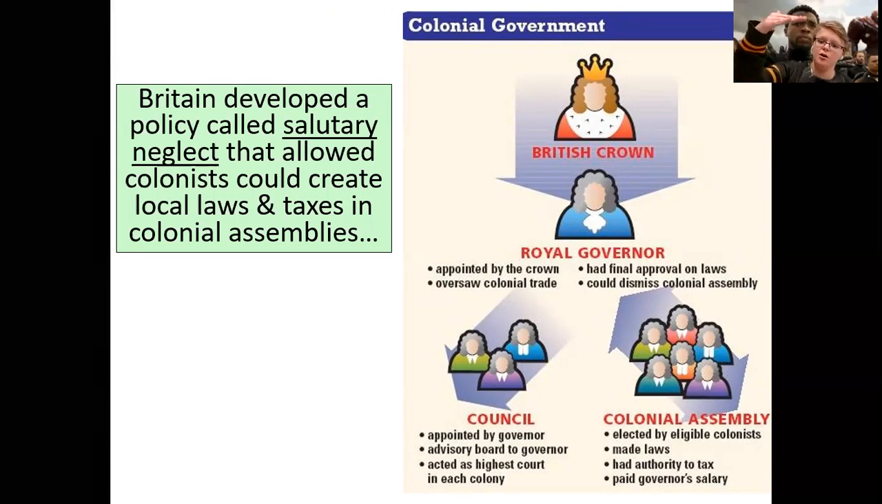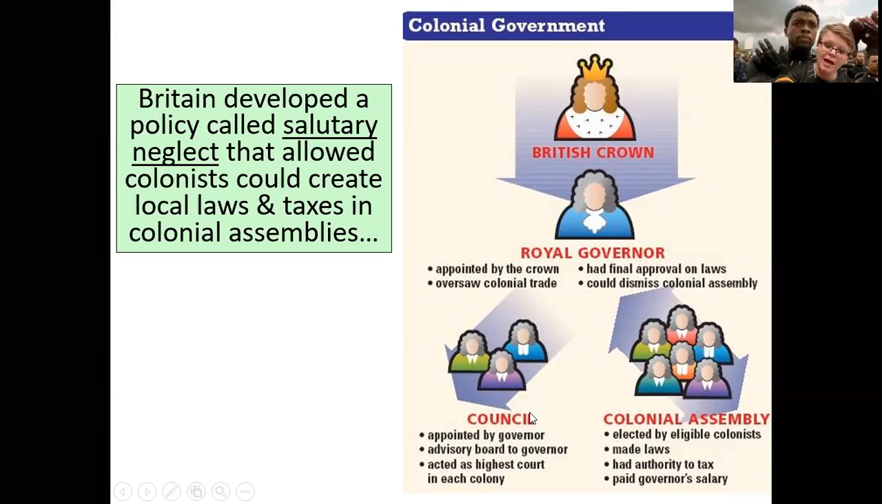They have the British Crown, the royal governor, and then you have a council and colonial assembly. And they developed a policy which is going to be called salutary neglect. They're going to allow the colonists to start creating local laws, creating taxes, and creating colonial assemblies. The colonial assemblies were elected by colonists. They made the laws, they did the taxes, and they paid the governor's salary.